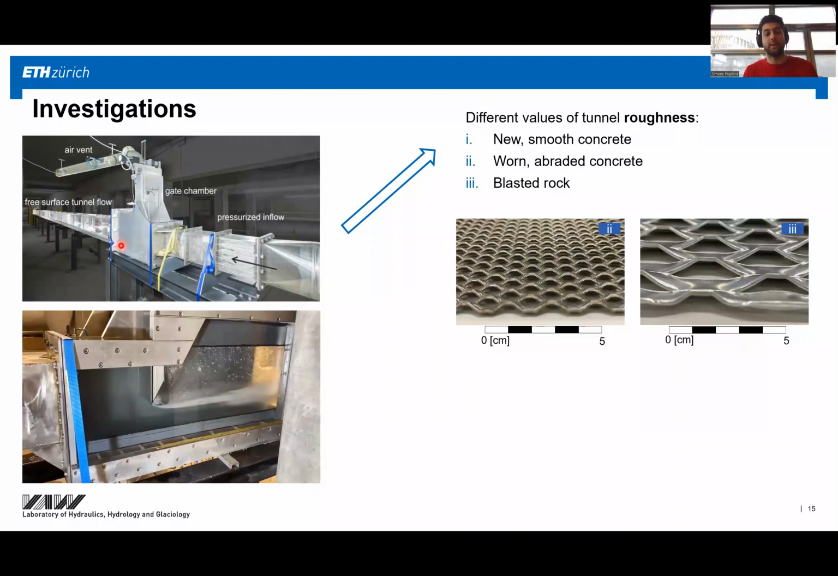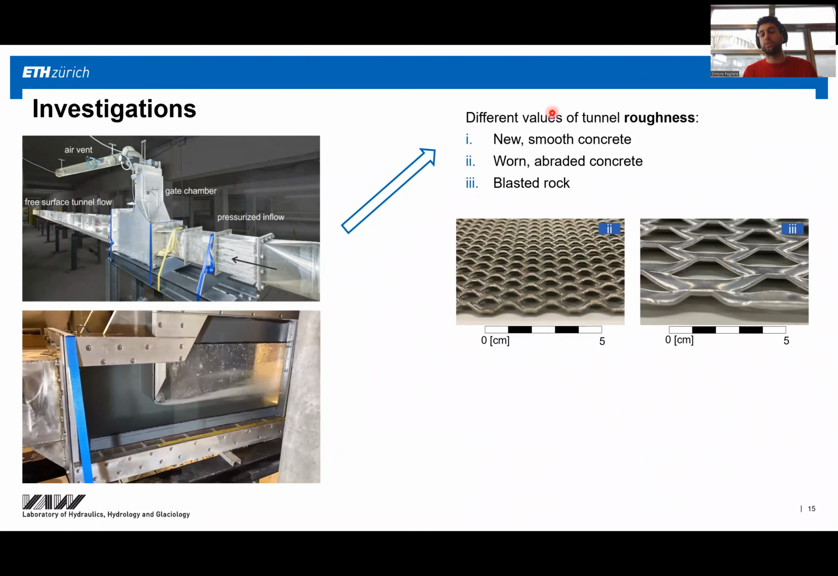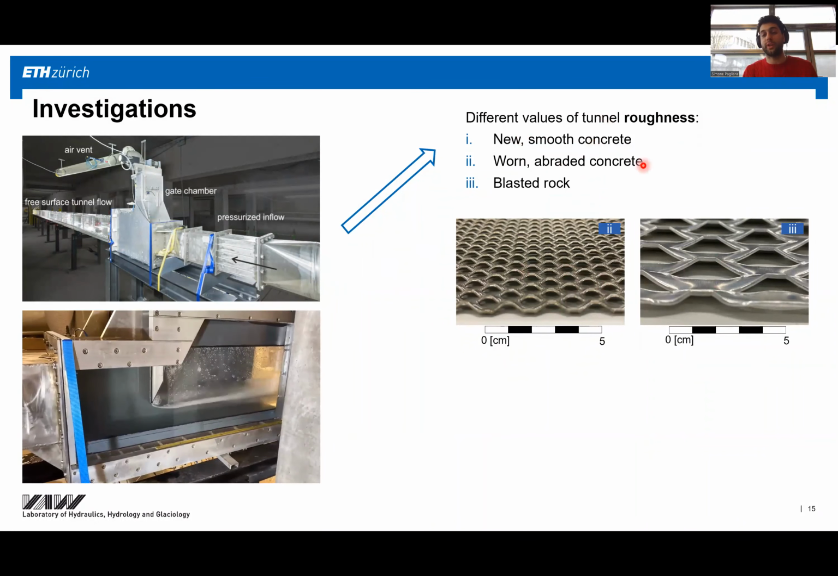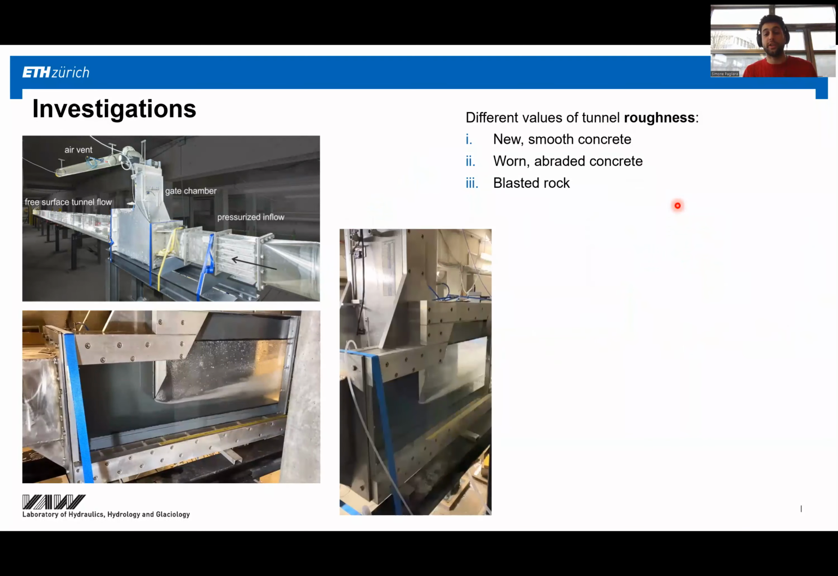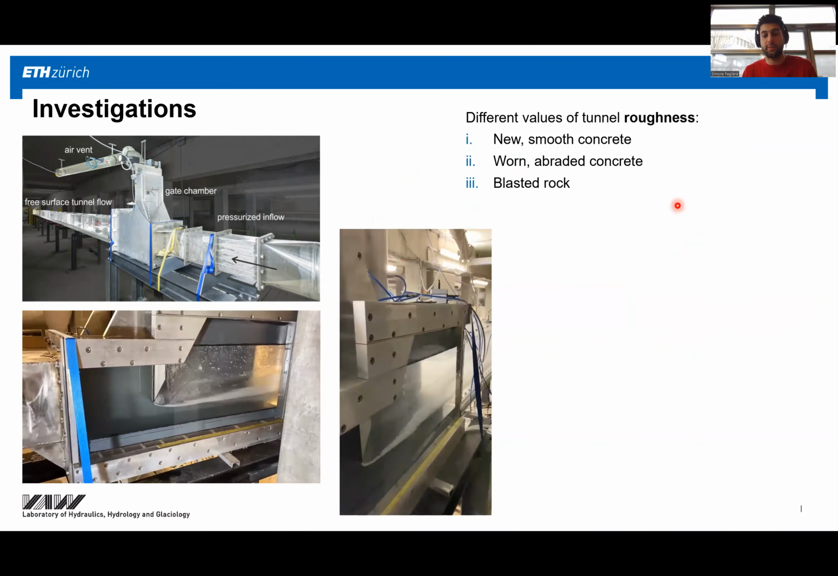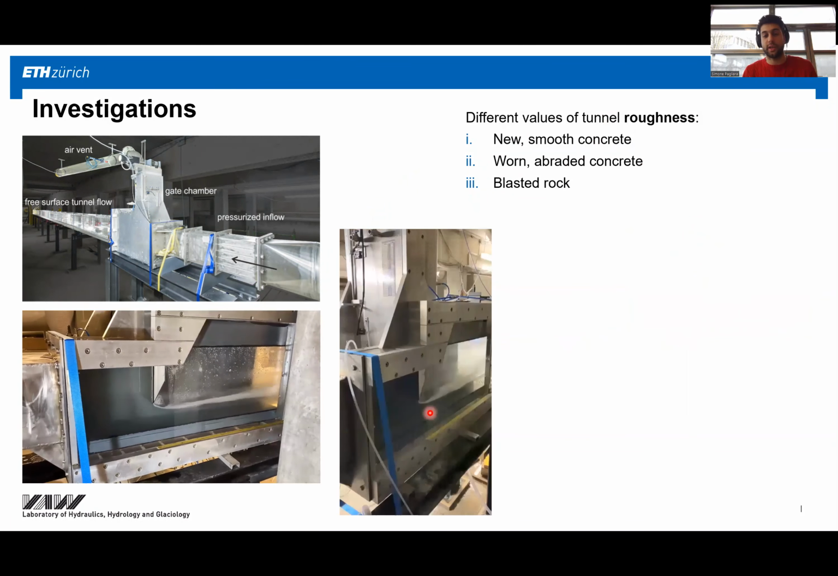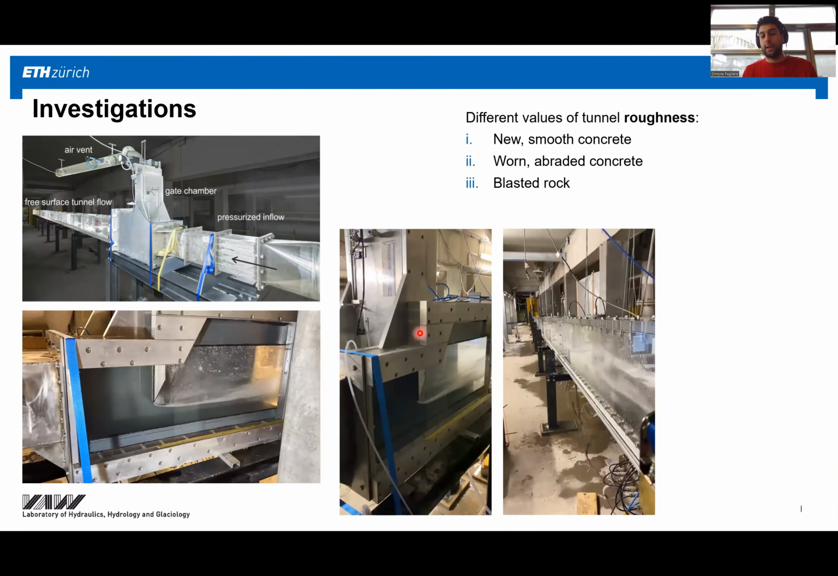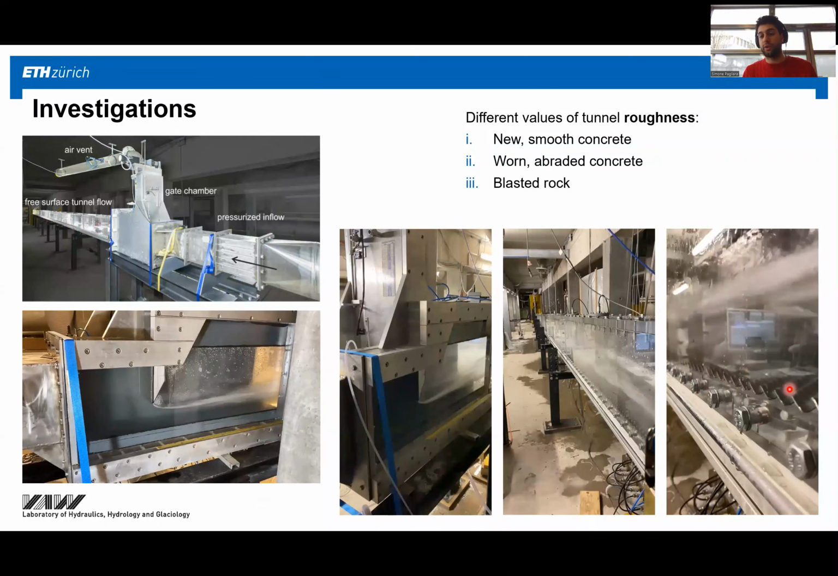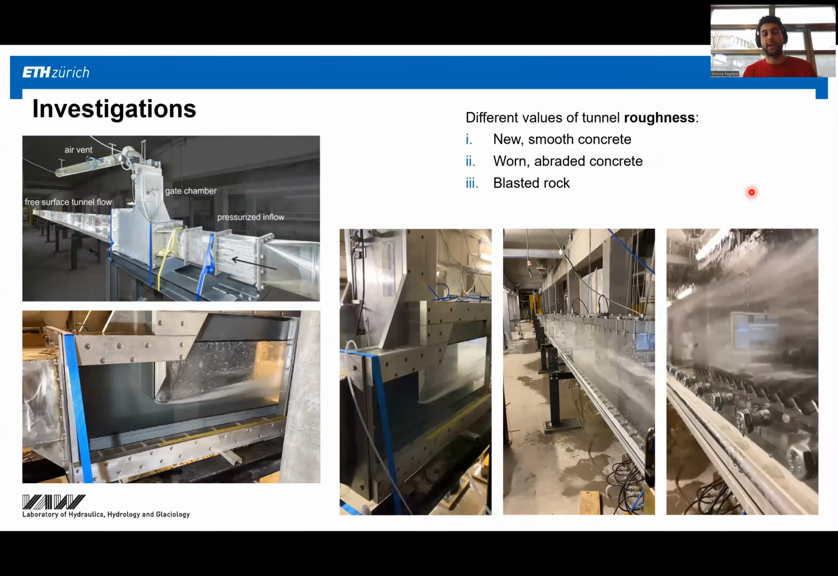In particular, I'm investigating the effect of different tunnel roughnesses on air demand and flow properties. So I'm lining the tunnel with roughness plates. At the moment, we have two, in order to model smooth concrete, abraded concrete, and blasted rock. And here there are some videos. This is the gate chamber. You can see the roughness plate just on the bottom. And here you have a closer look at such roughness plates.